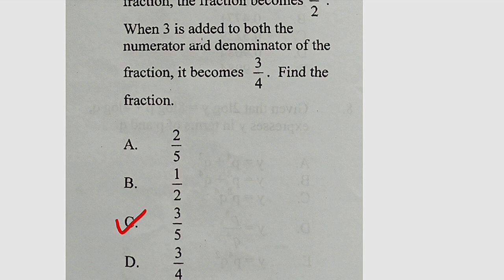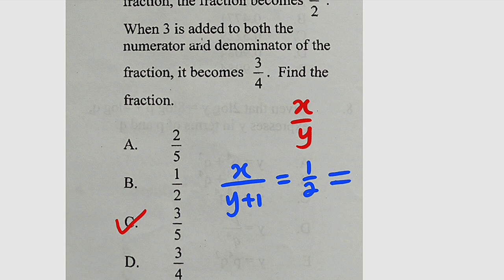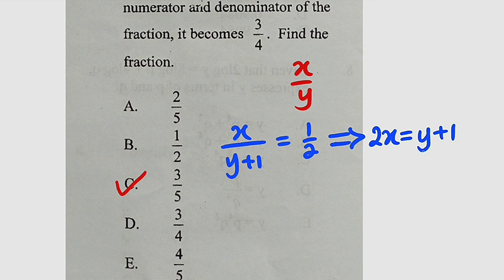Let's assume that the fraction is x divided by y. The question stated that if we should add 1 to the denominator, it will become 1 over 2. Therefore, x divided by y plus 1 will be what? 1 over 2. And from here, we can cross multiply. x times 2 is 2x, equal to y plus 1 times 1 is still y plus 1. And you can bring y to the left hand side. This becomes 2x minus y equal to 1. Let me call this one equation number 1.